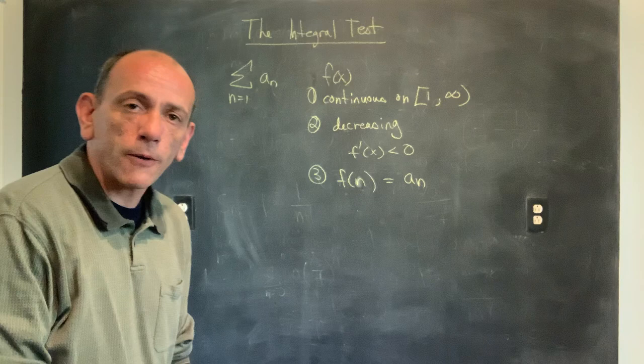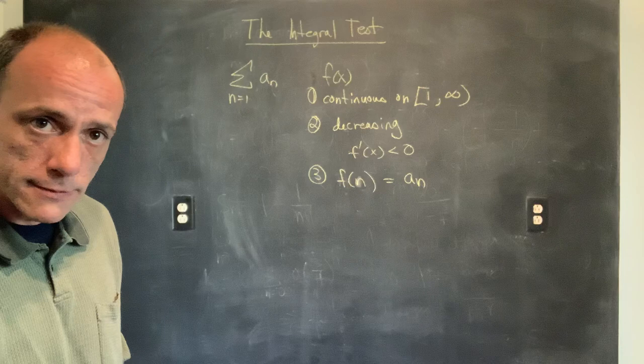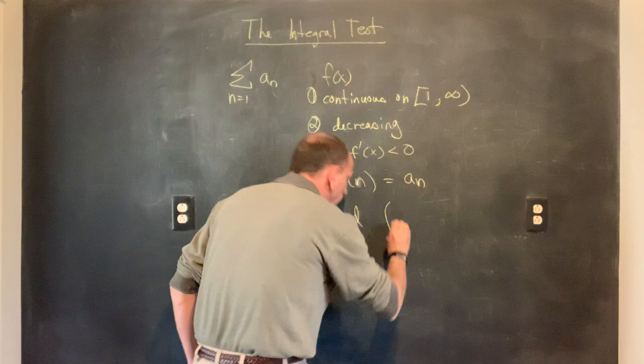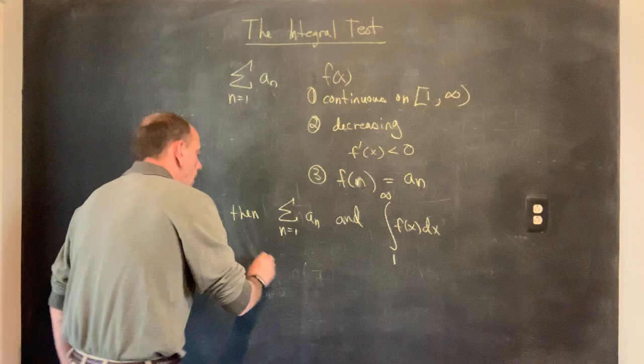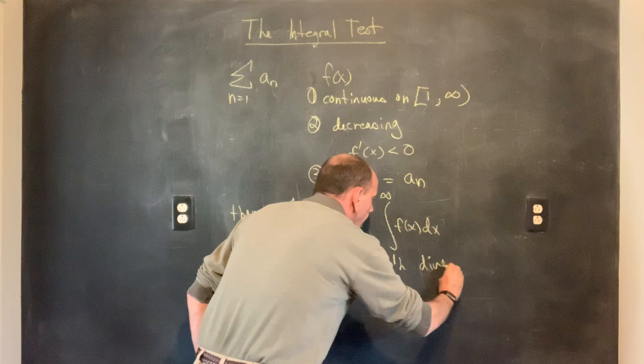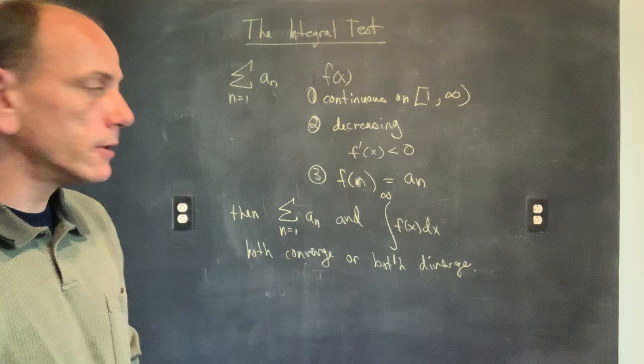If those three conditions are met, then the series from n equals 1 of a sub n, and the integral from 1 to infinity of f of x dx both converge or both diverge. They have the same behavior, in other words. So we can look at this integral instead of looking at the series.